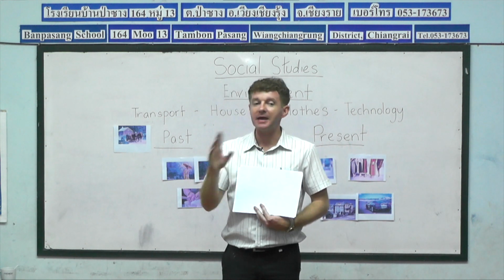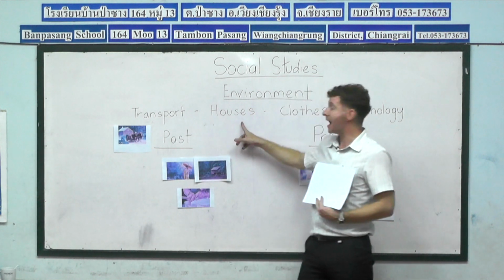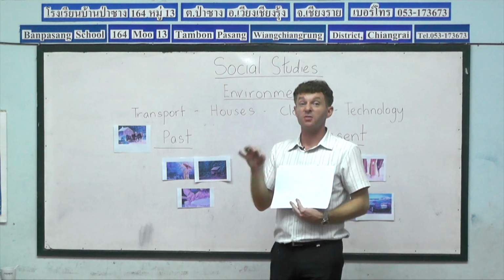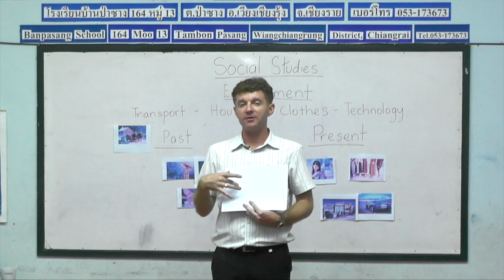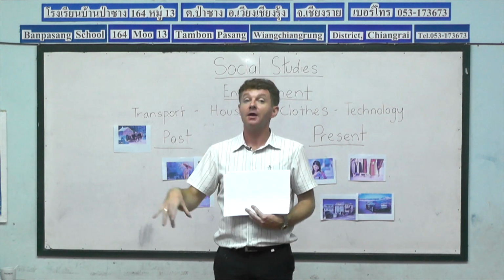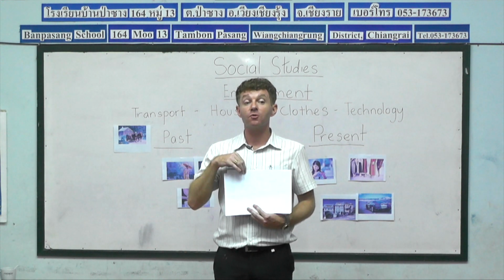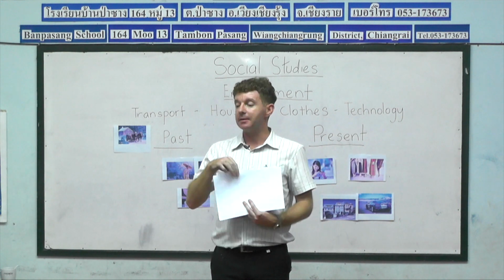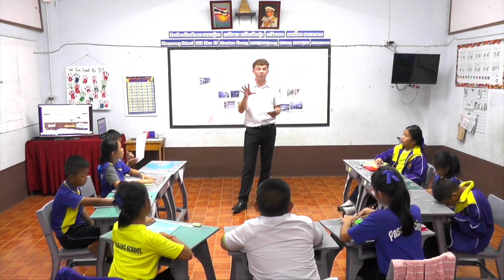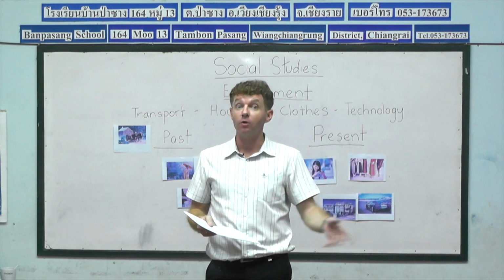Now you can think about anything you want. Four things that we've looked at: transport, houses, clothes, and technology. But our students can think by themselves and draw two pictures that relate to the environment in the past that they've learnt about, and two things that relate to the environment in the present. But what's the first thing to do with the paper? Write our names on top. Excellent, guys. Oh, yes, and give our students around 15 minutes for this activity. And once they're done drawing, they can colour too.